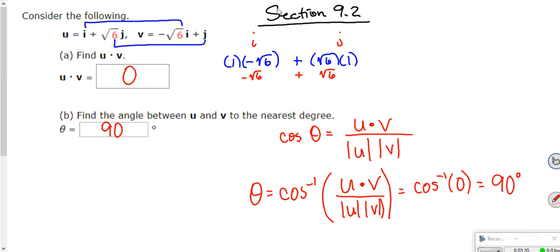Essentially, when you have a dot product of 0, the two vectors are perpendicular, or orthogonal. Orthogonal is just a fancier word for perpendicular. So find the angle between u and v to the nearest degree. That's your formula. Plug it in. Obviously your dot product was 0, so if you poke it in your calculator, make sure your calculator's in degree mode, not radian. Then the inverse cosine of 0 is 90 degrees. Hope that makes sense.